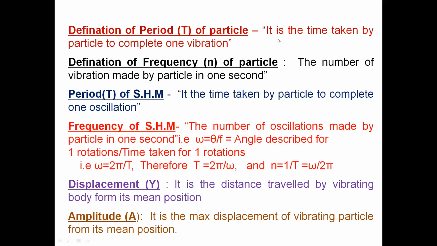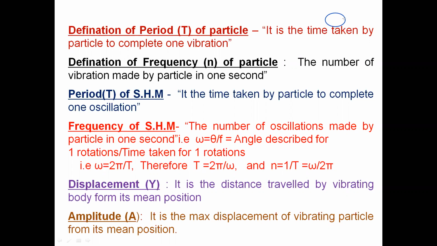Period means it is the time taken by the particle to complete one vibration. Frequency, it is the time taken by the particle... see, it is one round. Again I have to explain the same idea about circular motion. Let me take the tool and tell you. Say suppose this is a circle over here. Now see, what is the time period? The particle goes round and comes back to the point. How much time it takes, that is called the period.